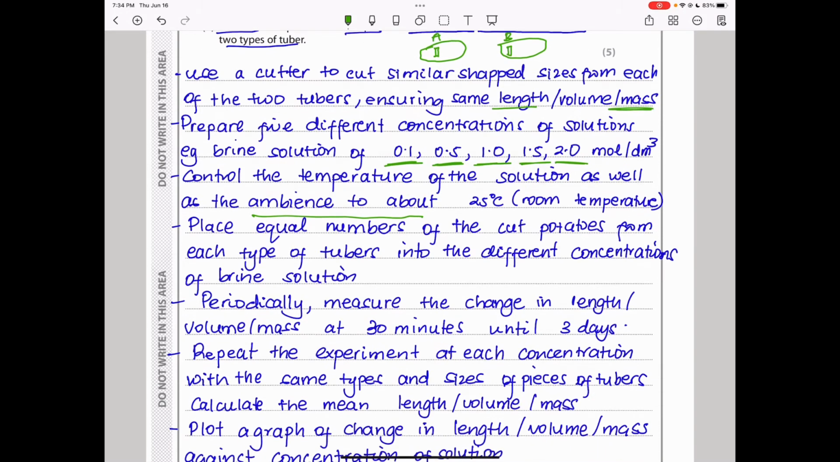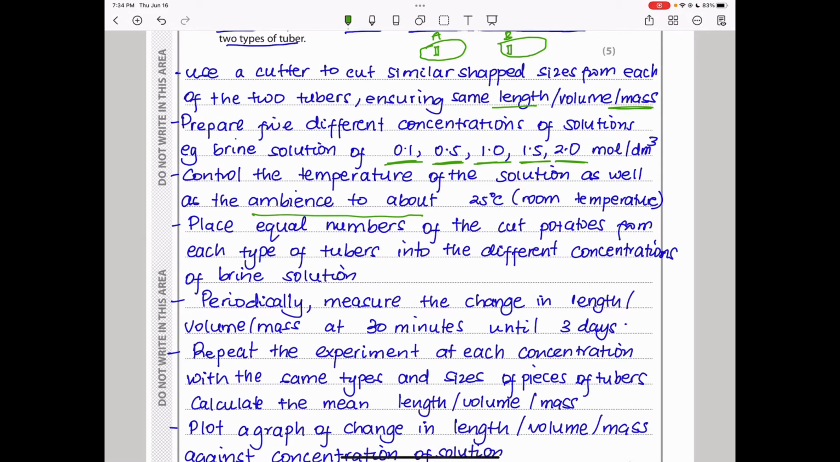And then we will place the equal numbers of each. So if you put 3 pieces from here and 3 pieces from there, they have to be exactly equal numbers. You'll place them into the brine solution, and then observe the results of the experiment. We would presume that if you place them in a highly concentrated solution, then they're going to lose water, or if you place them in a dilute solution, then they will gain water from the surrounding solution, which is dilute, into themselves.